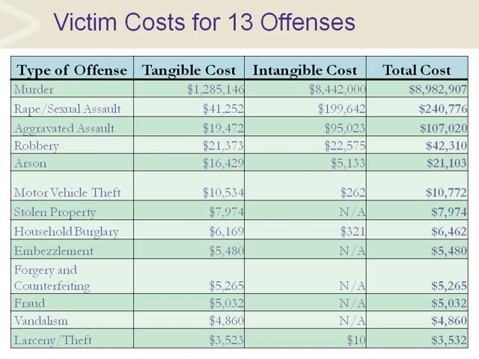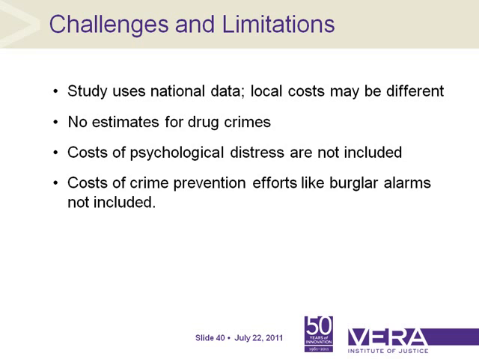Let me briefly go over the challenges and limitations, of which there were many in conducting a study like this. But primarily we had to rely on national data, and of course local costs may be quite different, particularly criminal justice system costs. And we just didn't have access to data that would allow us to get down to that level. We also did not have estimates for crimes like drug law violations or prostitution, which actually are very important crimes when you're doing substance abuse treatment evaluations, but we just don't have a good source of data on the incidence of those crimes or the real costs associated with those crimes.